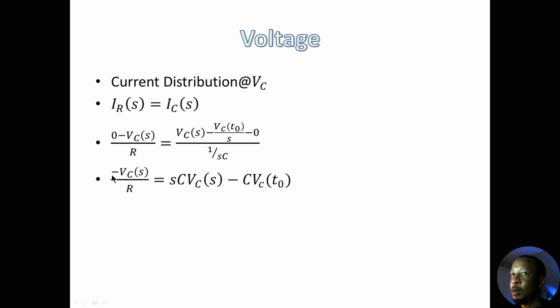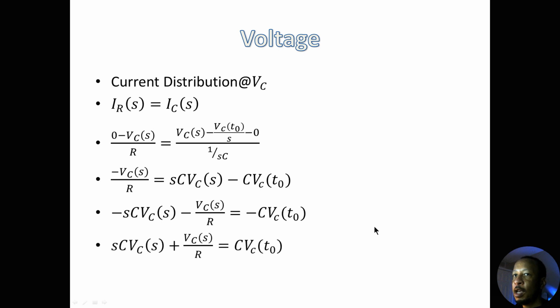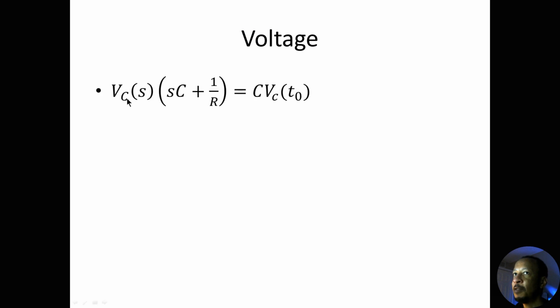Then next that becomes negative VC of s divided by R equals sC VC of s minus C VC of t sub 0. Then I have negative sC VC of s minus VC of s divided by R equals negative C VC of t sub 0. Then next I have sC VC of s plus VC of s over R equals C VC of t sub 0.